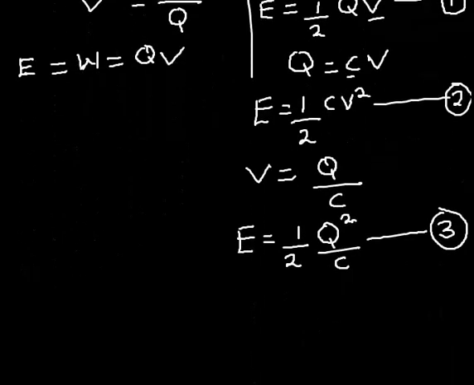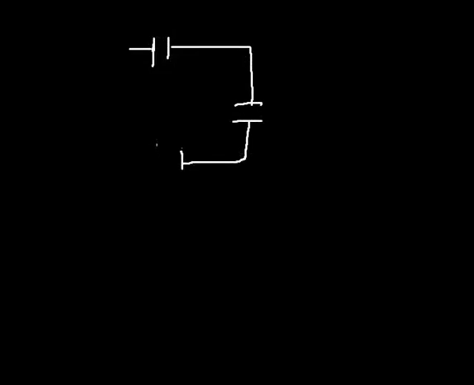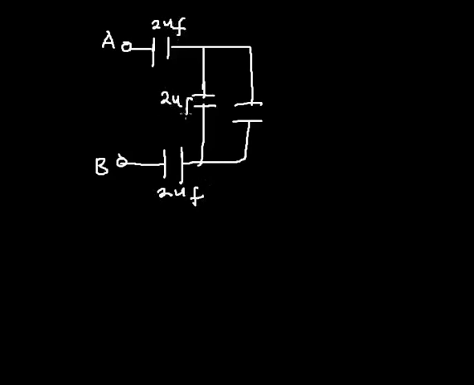Okay, let's look at a typical example. Let's look at a network of capacitors, with point A and point B. Let's say everything is 2 microfarad, 2 microfarad, 2 microfarad, and 2 microfarad.